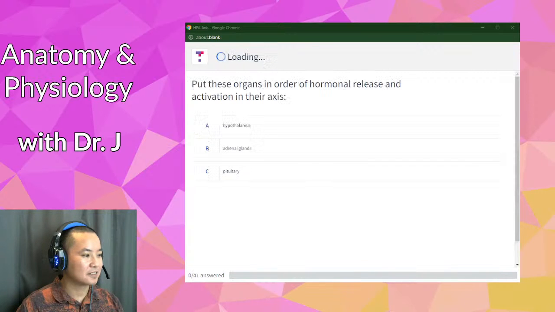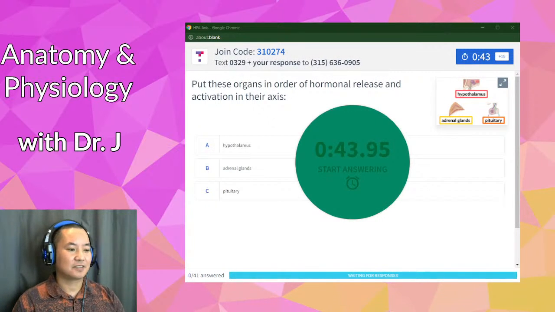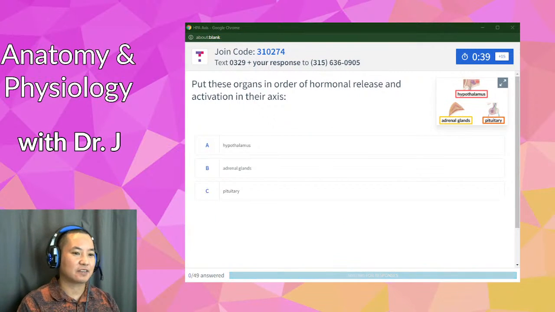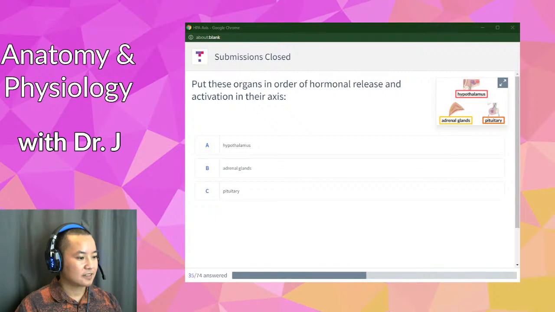So the question is, can you put these in order in their hormonal axis? So we're ignoring the negative feedback for this question, but what's the order in which these are activated in this axis? So we have adrenal glands, we have the hypothalamus, we have the pituitary gland. What's the order in which they activate each other? So for this question only, we're talking about activation, no negative feedback in this question. Okay, let's see the responses.